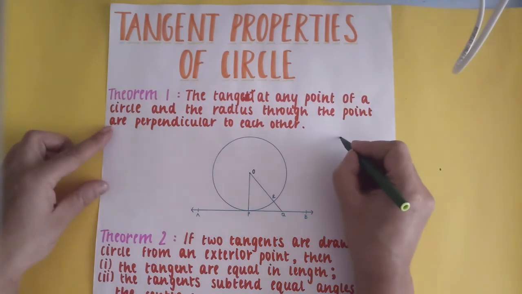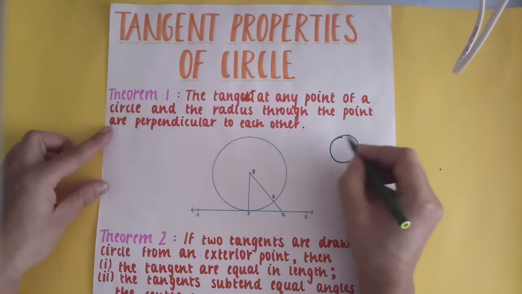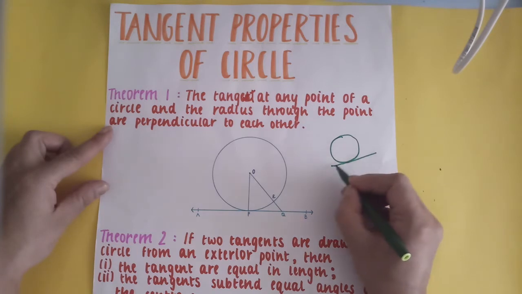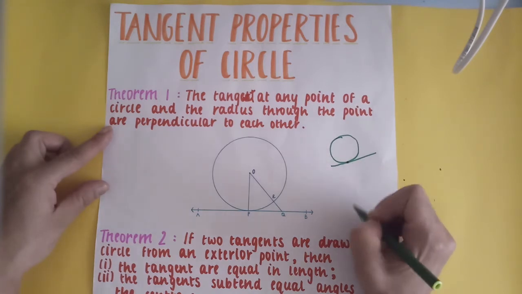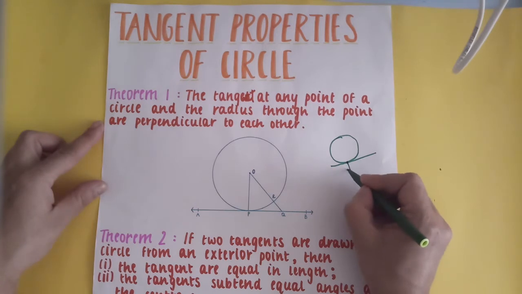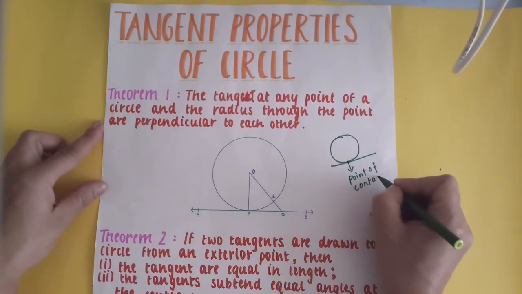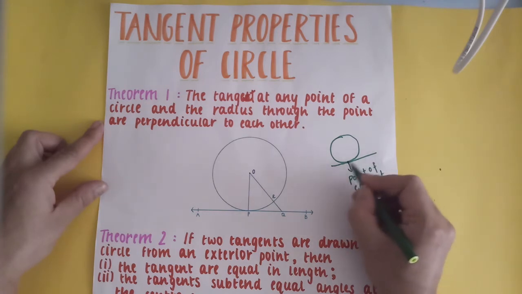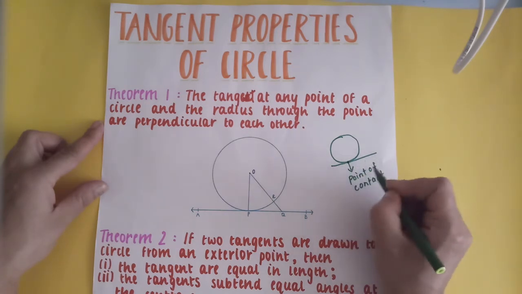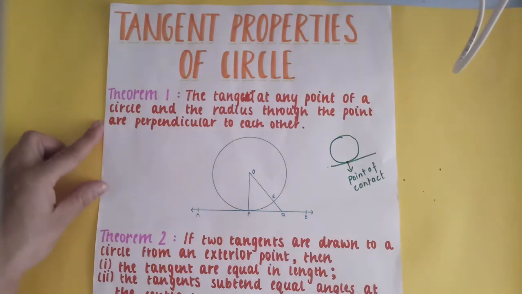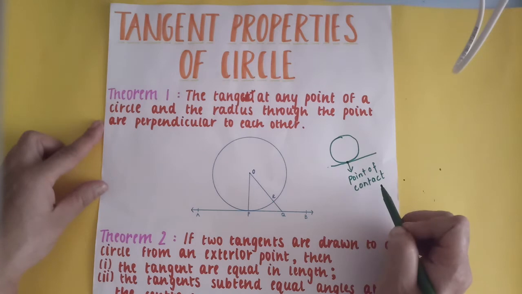A tangent is a line which is drawn, suppose this is a circle, externally to this circle such that it touches it exactly at one point, and that point is called the point of contact. So what is a point of contact? Point of contact is the point where this external line, which we call as tangent, touches the circle. There is no other point at which this line can touch the circle. It touches it exactly at one point, and we call that point as the point of contact.